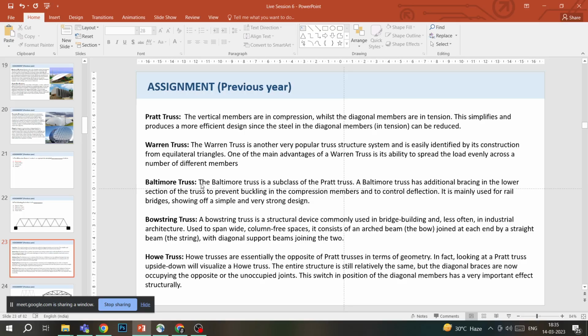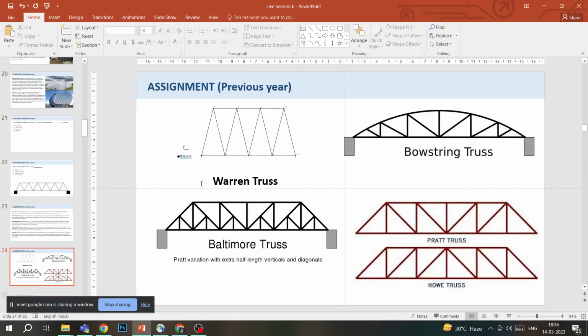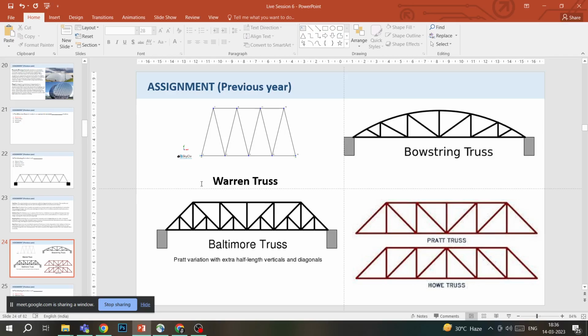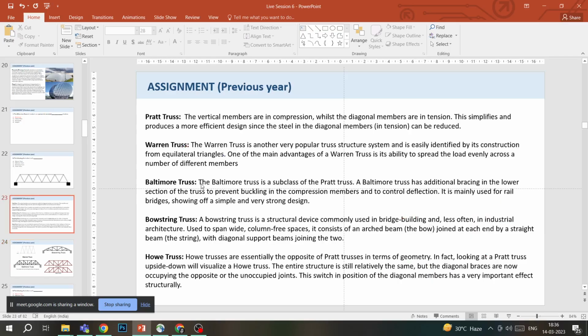So I've also mentioned what a Pratt truss is. In a Pratt truss, the vertical members are in compression and the diagonal members are in tension. It simplifies and produces a more efficient design since the steel in the diagonal members can be reduced. If we go by the shape, you can see in the bottom right corner how the Pratt truss looks. There are truss ends, and then there's a triangle forming at the ends. That is the diagonal that is being used. That's how the Pratt truss looks.